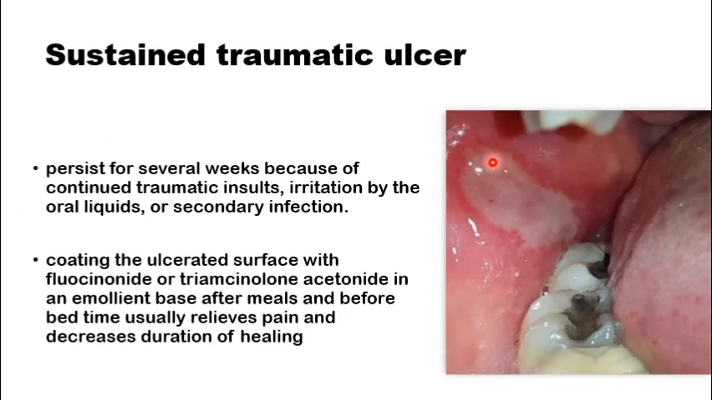Traumatic oral ulcer may enlarge or persist for several weeks if the traumatic insult continues, like a ragged tooth or an ill-fitting denture, for example, and they may get secondarily infected. The management includes coating the ulcer surface with fluocinolone or triamcinolone acetonide in an emollient base after meals and before bedtime. This would relieve the pain and also decrease the duration of the healing.